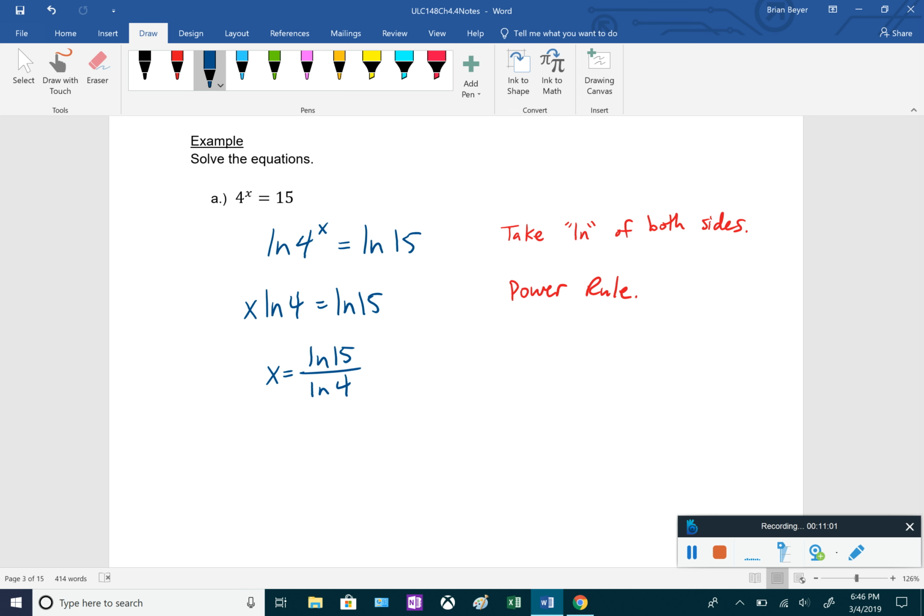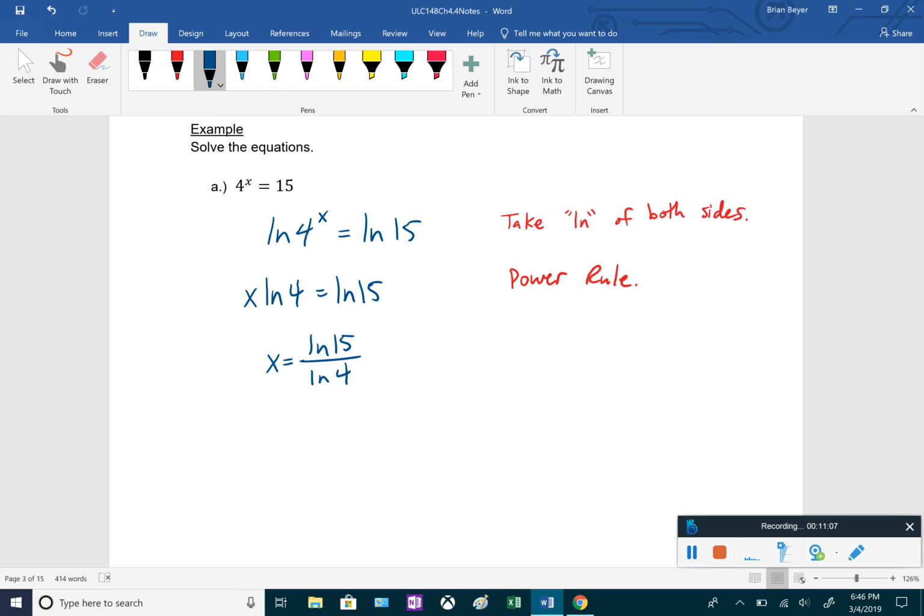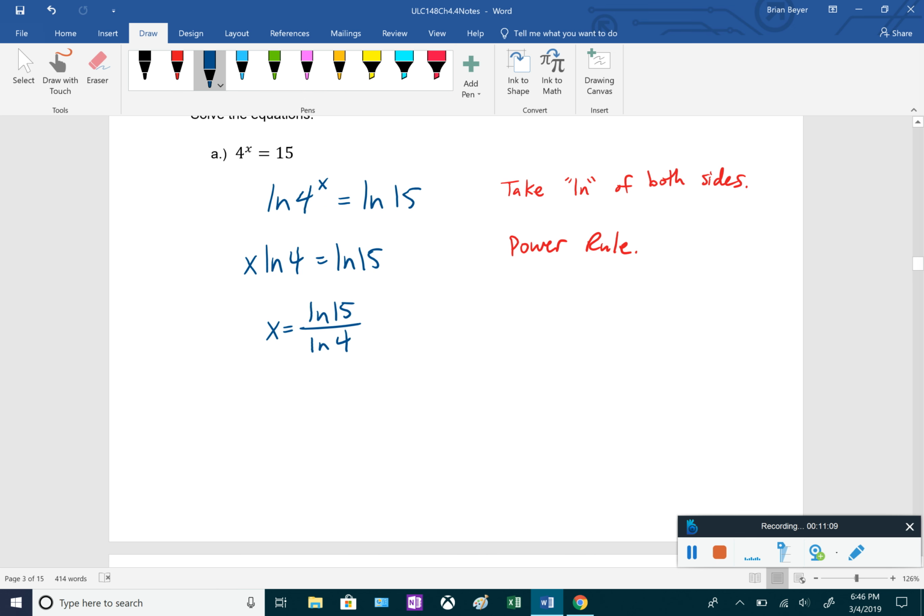And just always keep in mind that these are just numbers. ln of 15 is just a number. ln of 4 is just a number. So we can plug these in our calculator. And we're going to get, it's about 1.95, which makes sense.